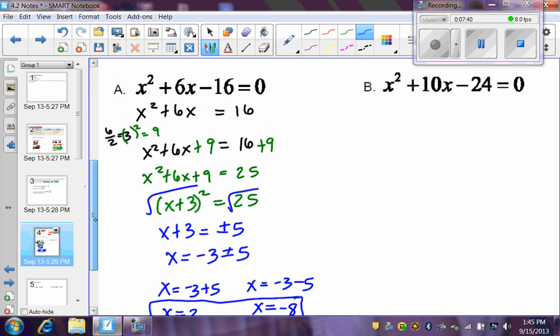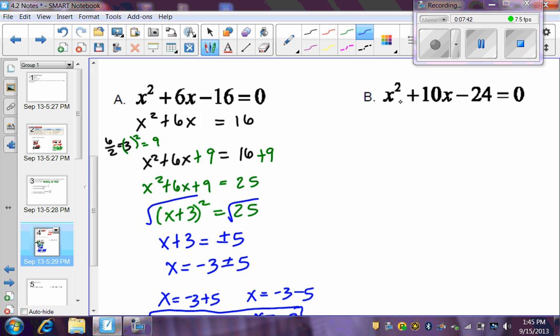Let's try another one. So I have x squared plus 10x minus 24, and since it says solve by completing the square, I'm going to move the constant to the other side. So that gives me x squared plus 10x equals 24. Off to the side, I have my b, which is 10, divided by 2 equals 5. Then we're going to take that number and square it, which is 25.